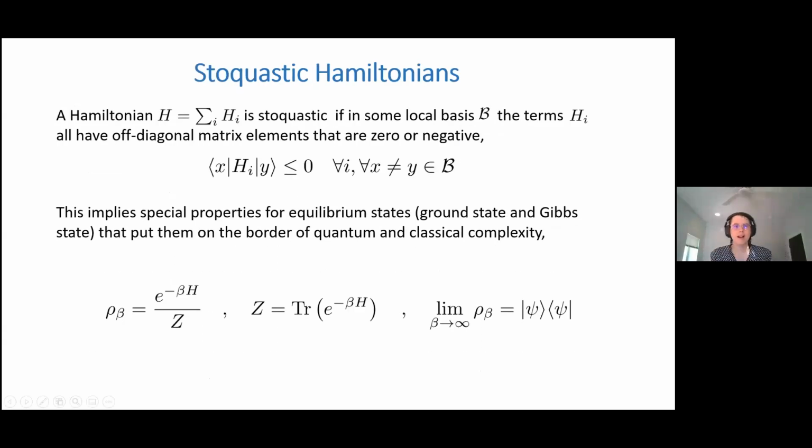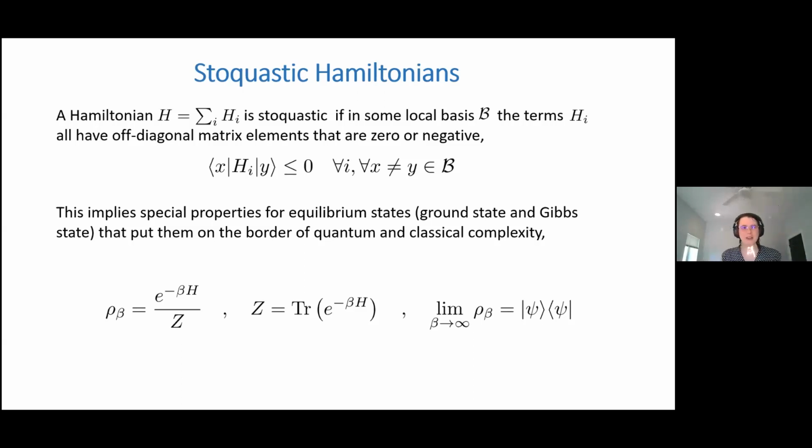Okay. So what is this property of the Hamiltonian that captures the sign problem in the case of quantum spin systems? Well, we call them, in modern terms, stochastic Hamiltonians. Okay, so bear with me. I'll explain the term as we go.